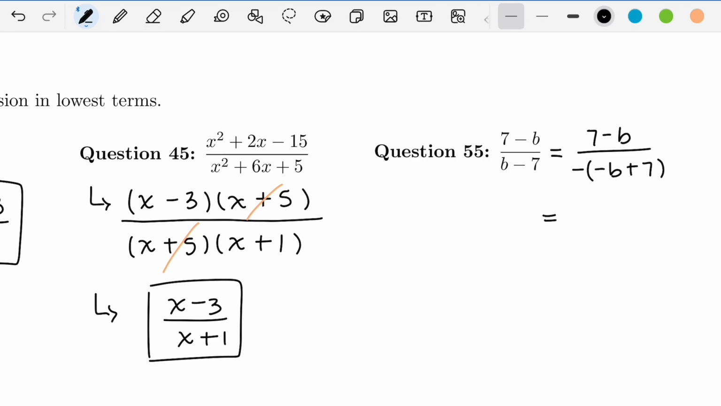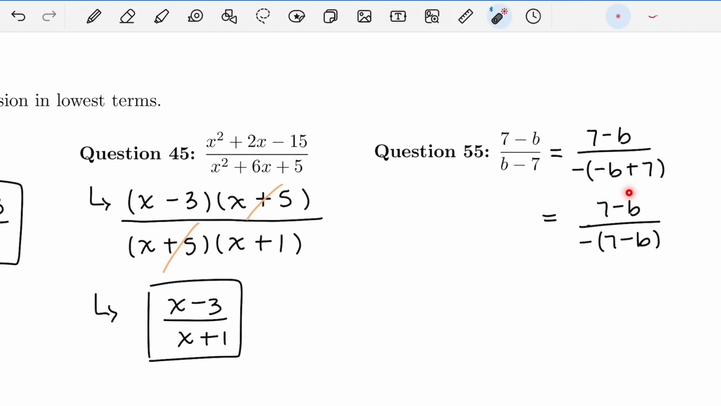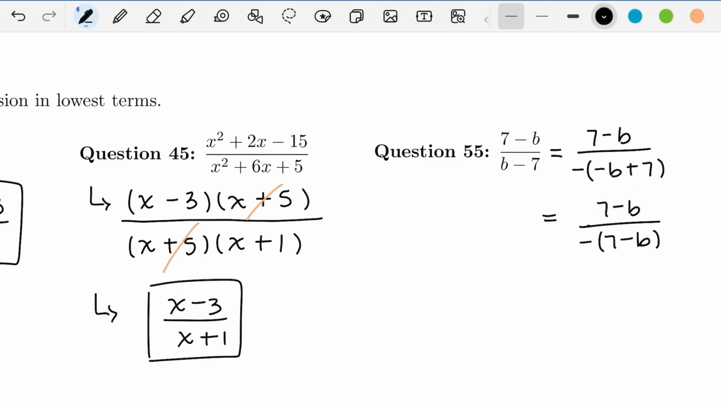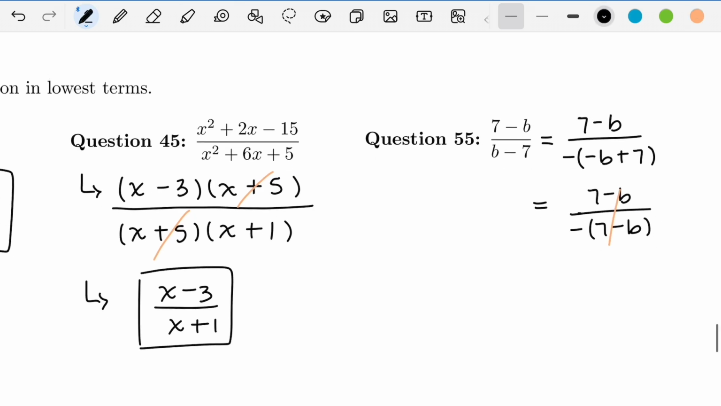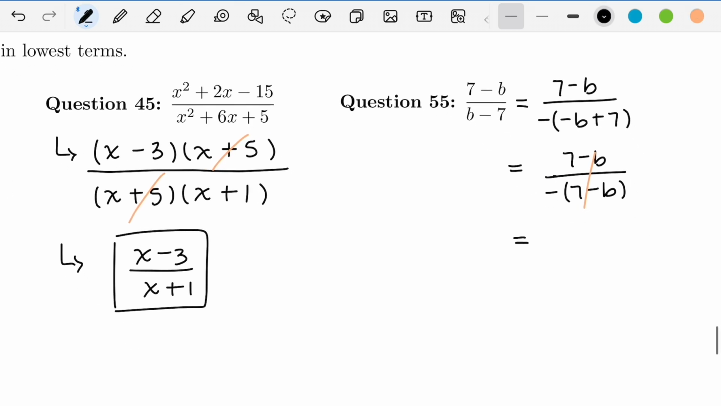Now rewriting this, we still have this 7 minus b on top. We have this minus 1 on the bottom, and this in parentheses becomes 7 minus b. So now notice we have a 7 minus b on the top and bottom here. So these guys can cancel. Then we're just left with 1 in our numerator and negative 1 in our denominator, which fully simplifies to give us a minus 1.